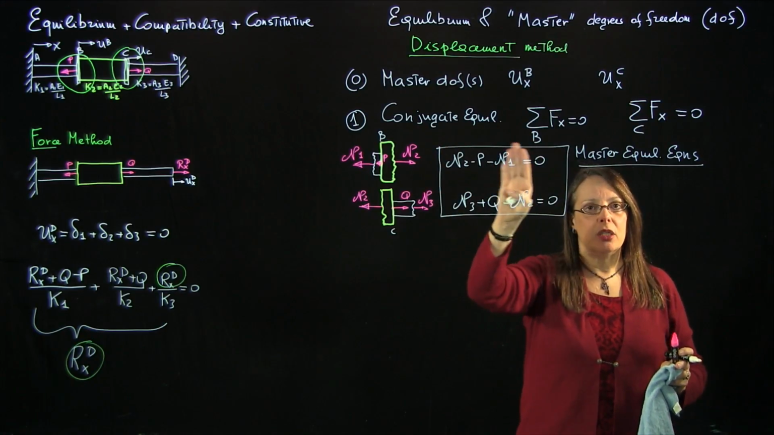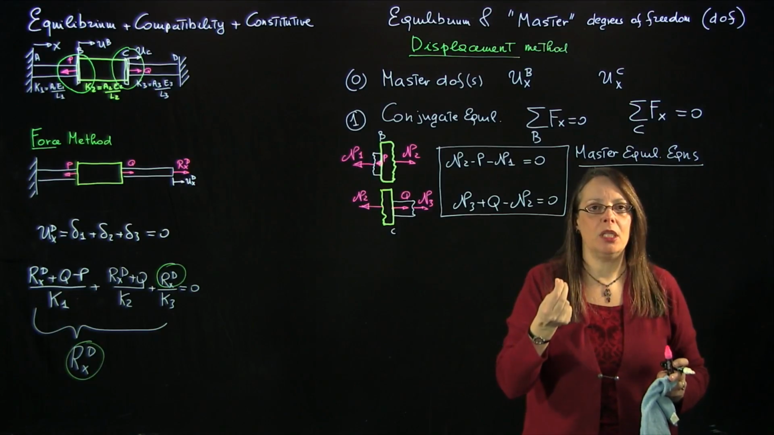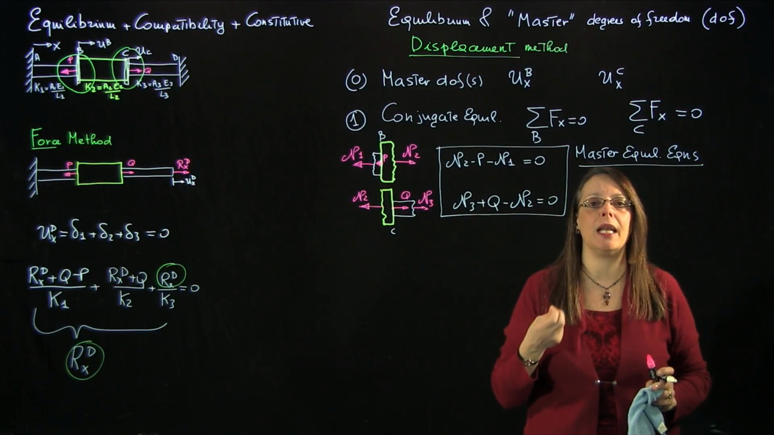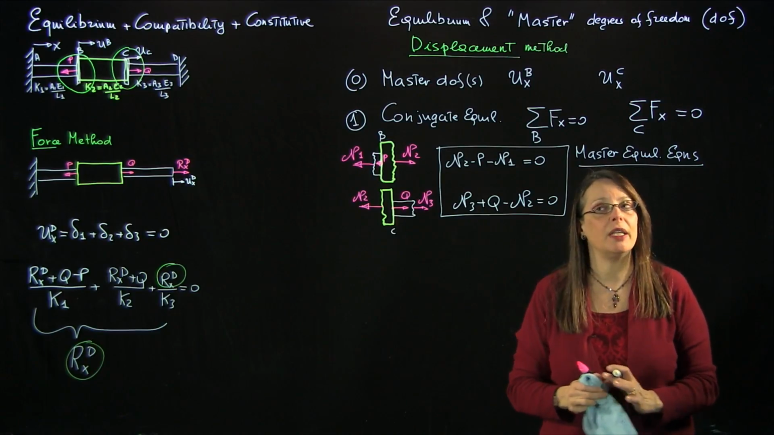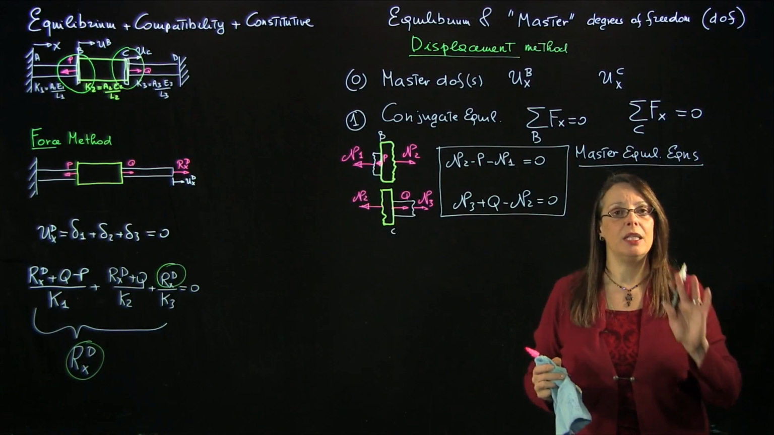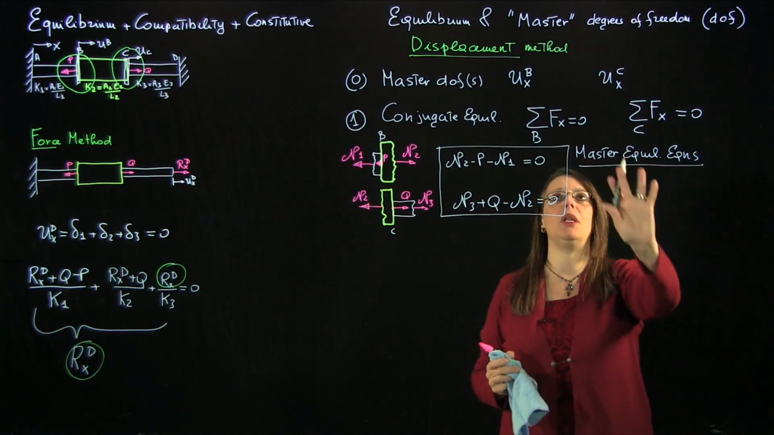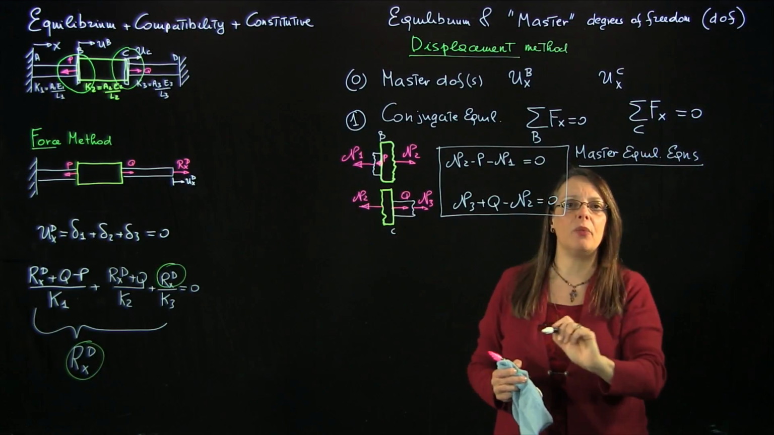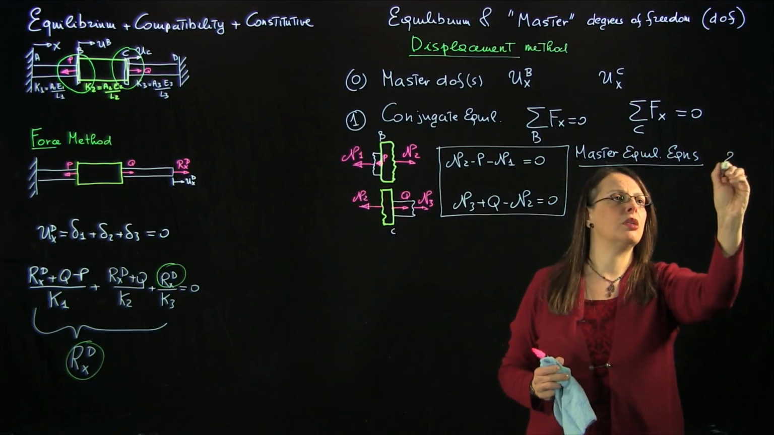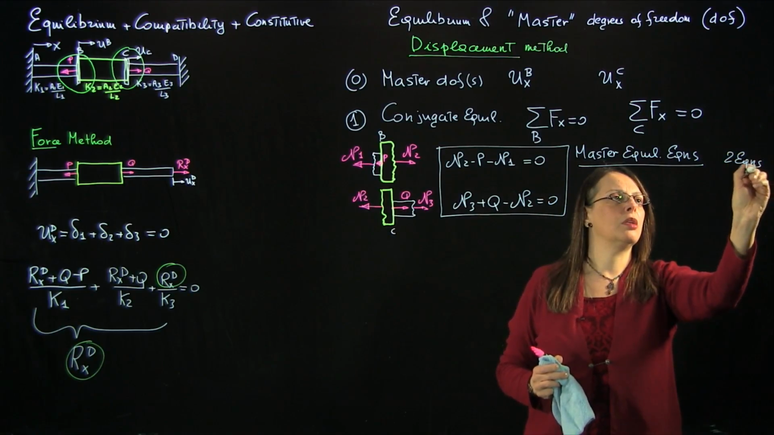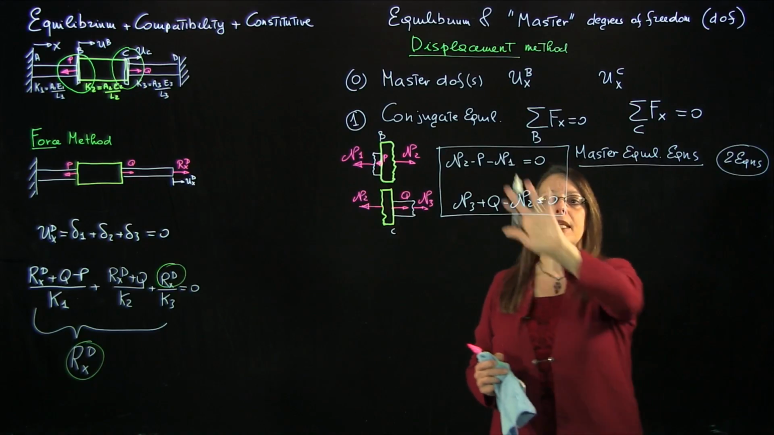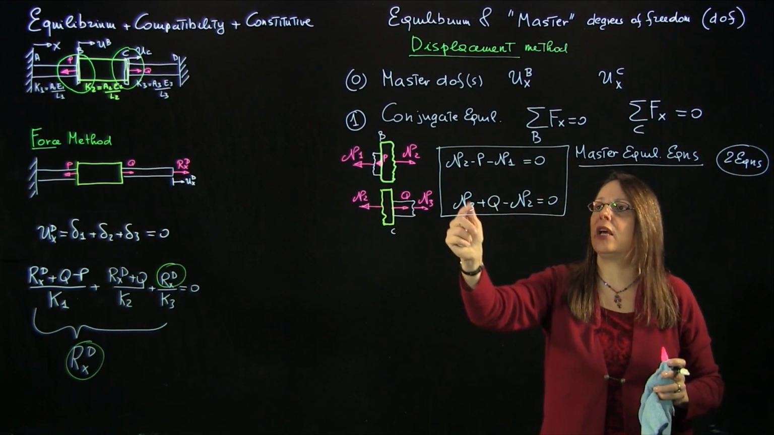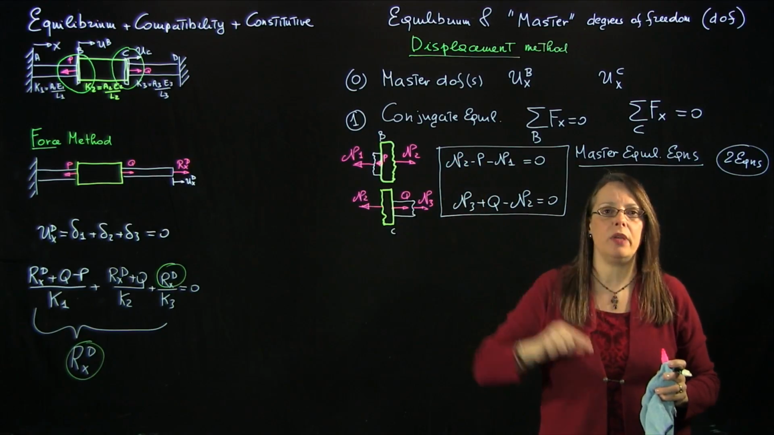And once I write these equations, this is the moment in which I ask myself, is the system statically determinate or statically indeterminate? How do I find that out? It's very, very simple. At this point, after I wrote the master equilibrium equations, conjugate to the master degrees of freedom, I count equations. So I have two equations. And these equations are written in terms of internal force resultants, right? Are written in terms of N1, N2, and N3.